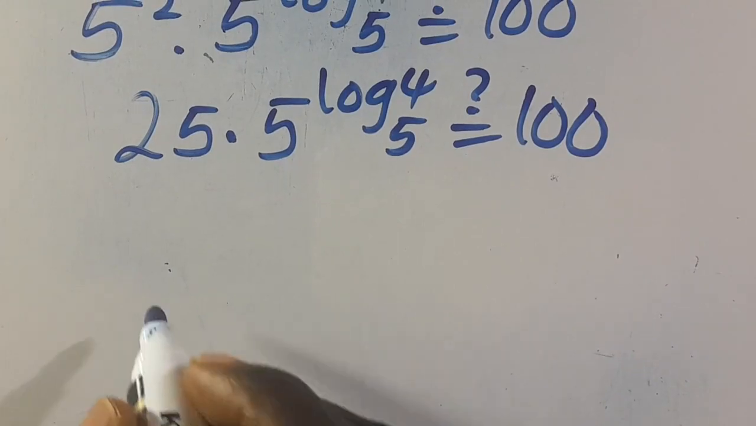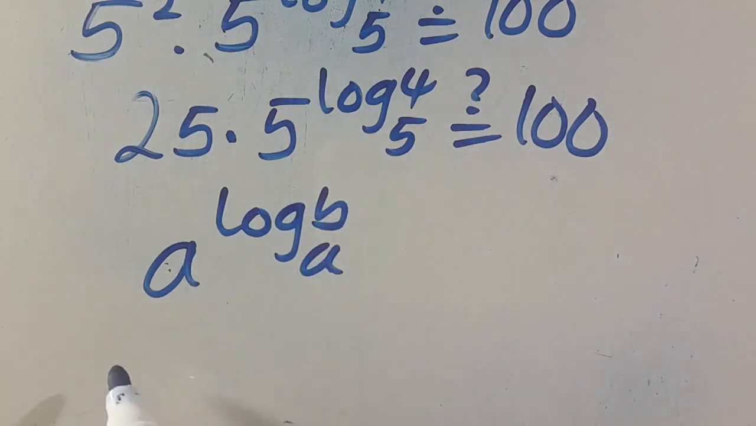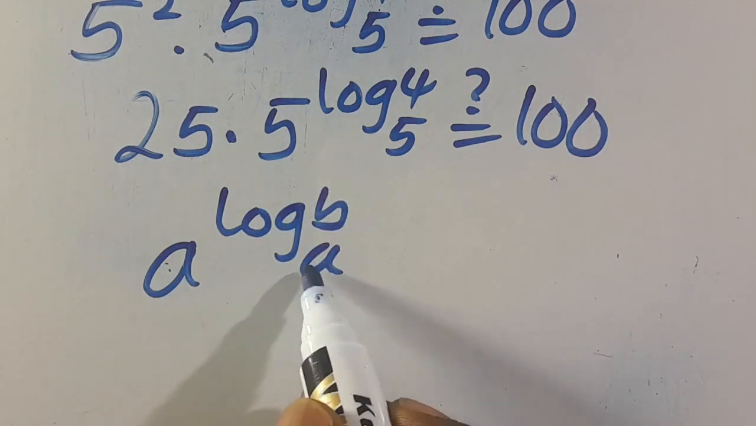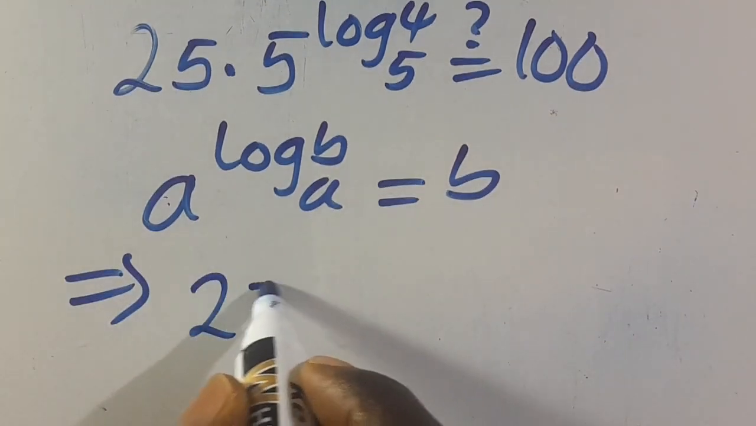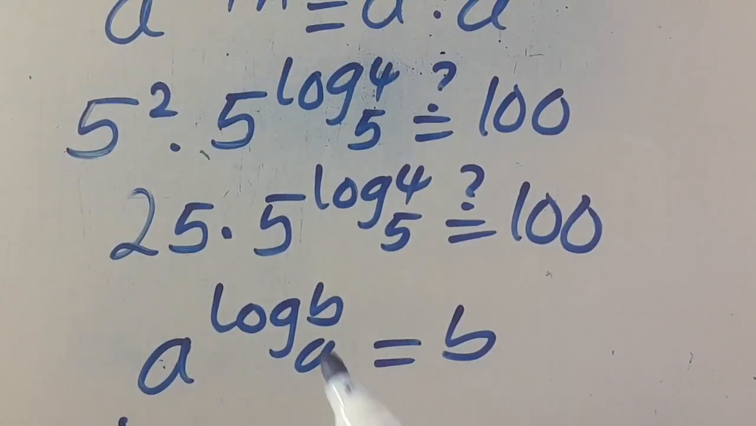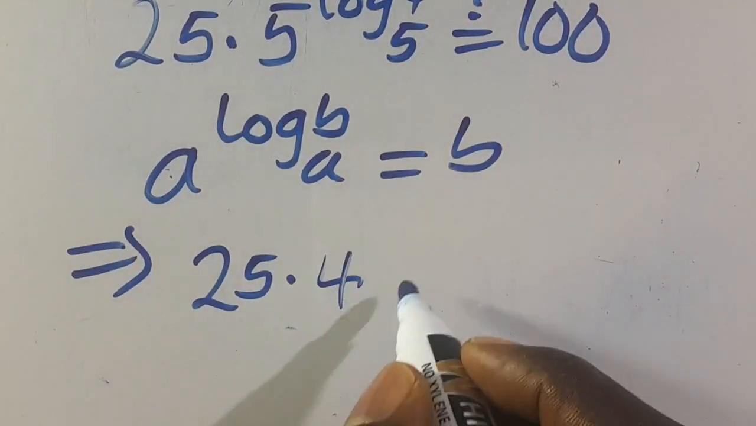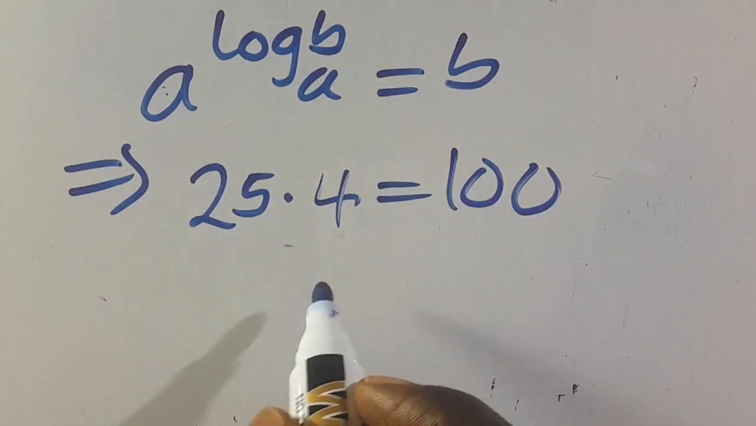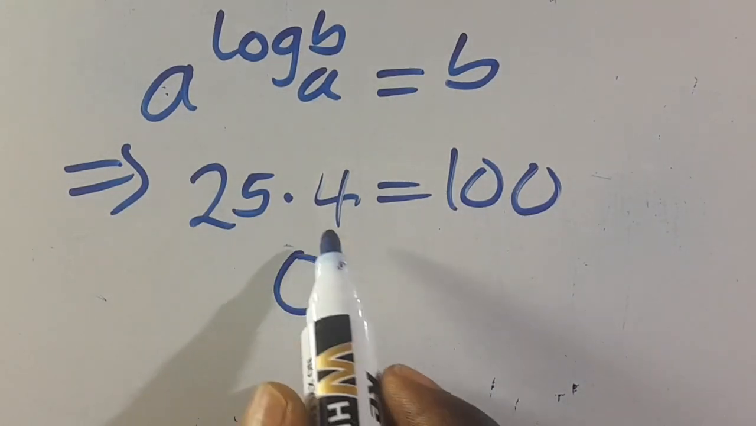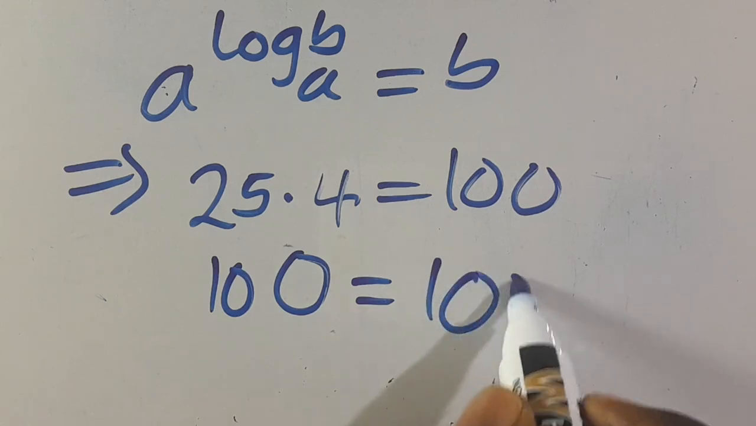But remember that when you have a to the power of log b to the base of a, they have the same base, then the output will be b. So here we have 25 multiplied by 4, since this and this are the same, which equals 100. 4 times 5 will give us 20, we write 0, we take 2. 4 times 2 will give us 8, plus 2 it will be 10, which equals 100.